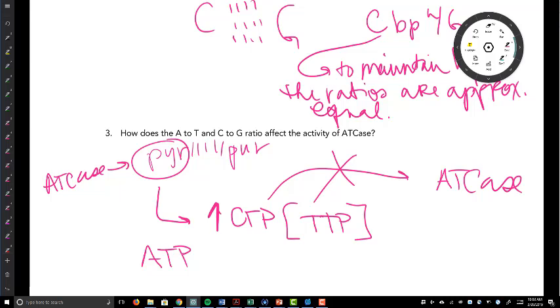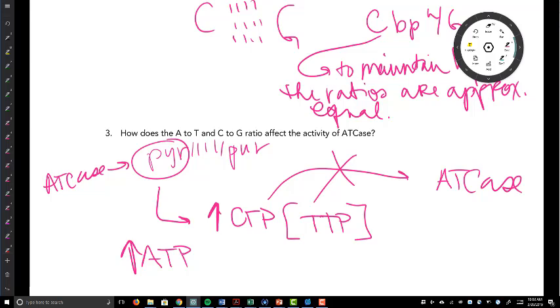Exactly. So ATCase is kind of like one of the guardians of maintaining the 50-50 ratio, okay? So if you have too much ATP hanging out in the cell, which is a little bit funky because ATP and GTP can get diverted for energy, but we're not going to talk about that right now, that means there's not enough CTP and TTP to keep up with the purine production.